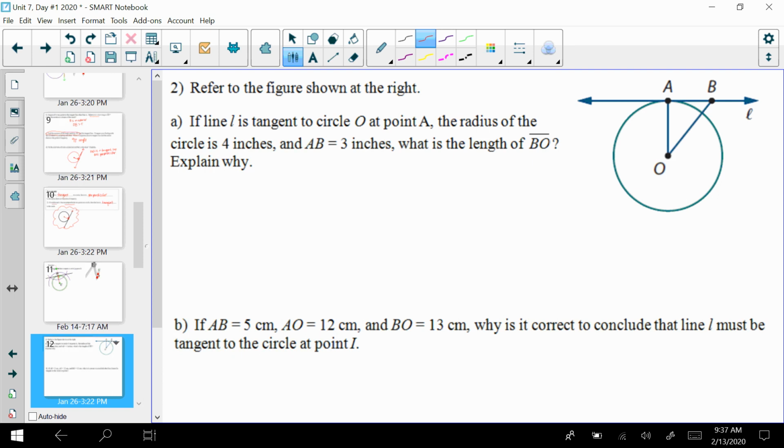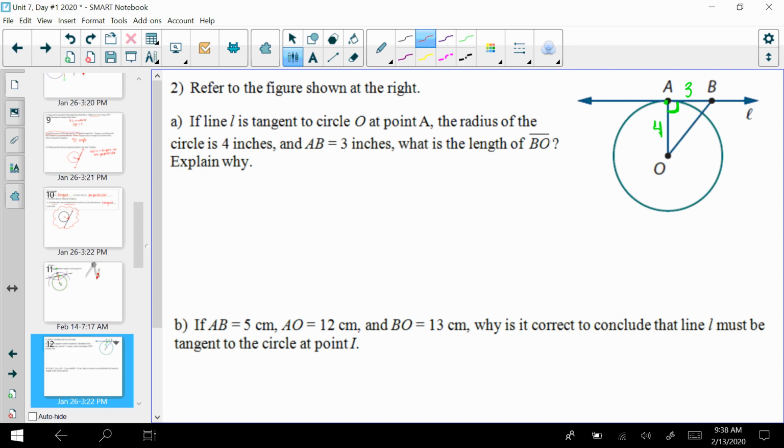What is the length of BO? So let's see, the radius is 4. And AB is 3. We know that this is a right angle. Oh God, I just put that 4 in the wrong spot. Just kidding. Sorry. Oh boy. The 4 is the radius. This is the 4. Radius goes from the center to the point on the circle.